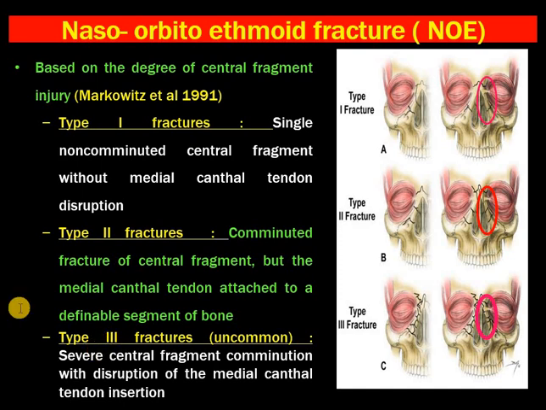Type 3 fracture is an uncommon fracture. Here there is severe central fragment comminution with disruption of the medial canthal tendon insertion. So this is the comminuted fracture. You can see many black lines here, and there is disruption of the medial canthal tendon also. You can see the black line near the attachment of the medial canthal tendon.